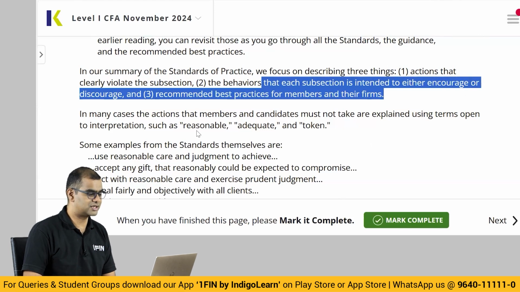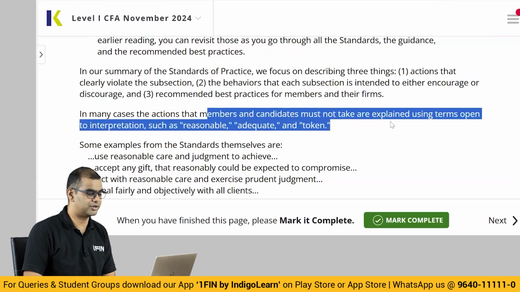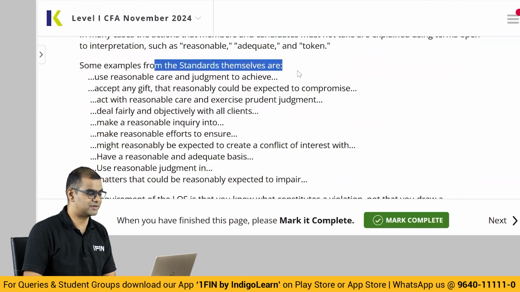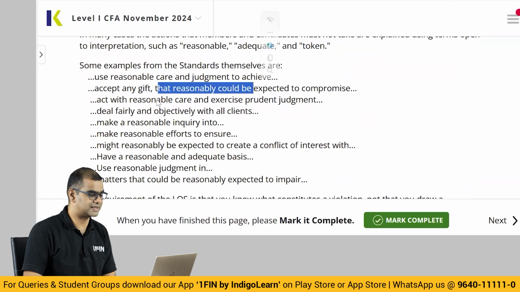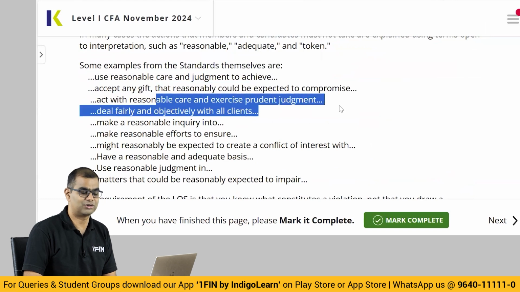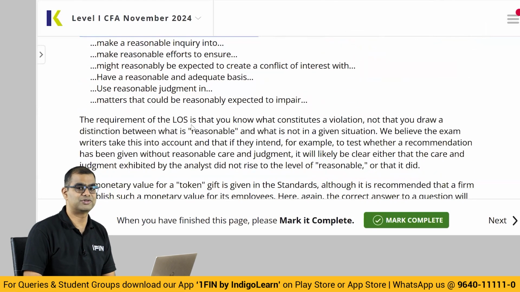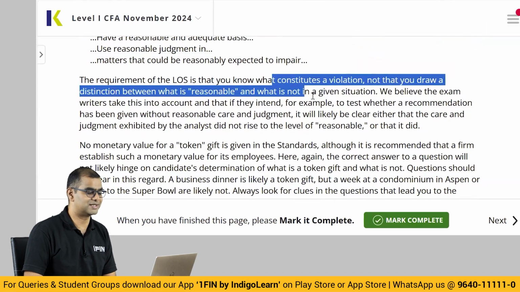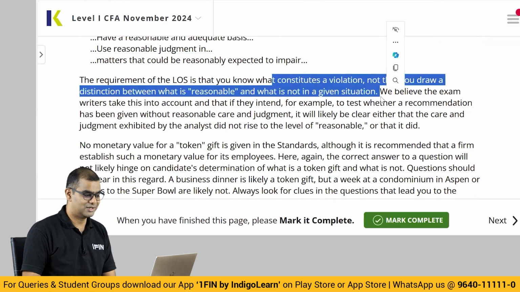In many cases, the actions that members and candidates must take are explained using terms open to interpretation, such as reasonable, adequate and token. Some examples from the standards themselves are use reasonable care and judgment, accept any gift that reasonably could be expected to compromise. So, they use those words which are very subjective. The requirement of the LOS is that you know what constitutes a violation, not that you draw a distinction between what is reasonable and what is not in a given situation. So, you know what is a violation. We are not here to judge what is reasonable and what is not reasonable.